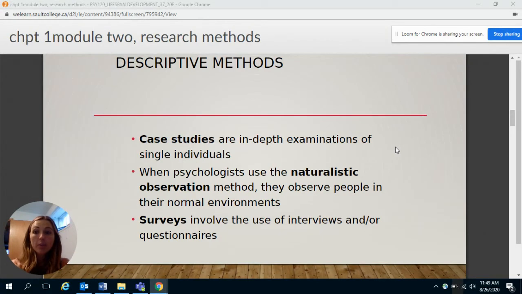So that's a great way to gather a lot of information. But the downfall of case studies is that you can't generalize that. Right? So you can't necessarily say that if a child doesn't learn a first language by the age of 6, then they won't be able to acquire language later. And there's no way to replicate that research.